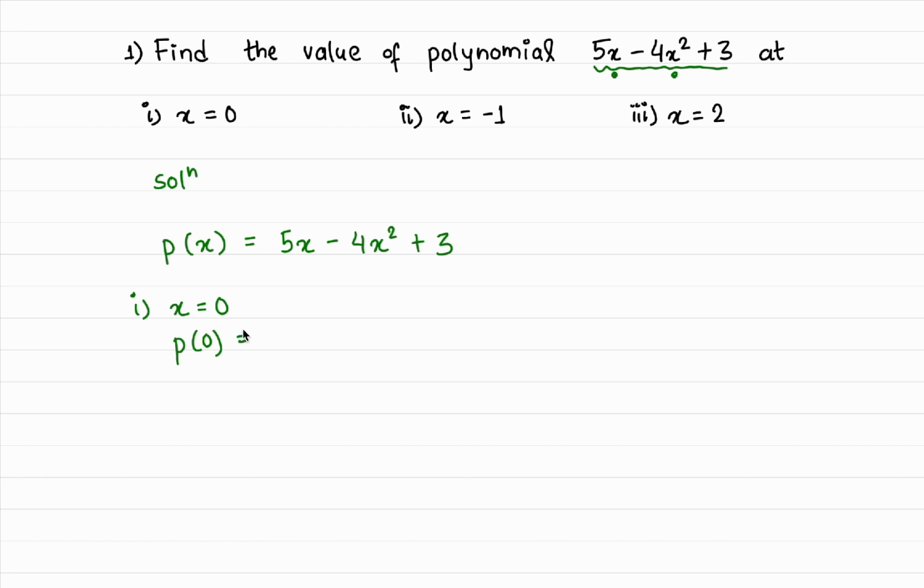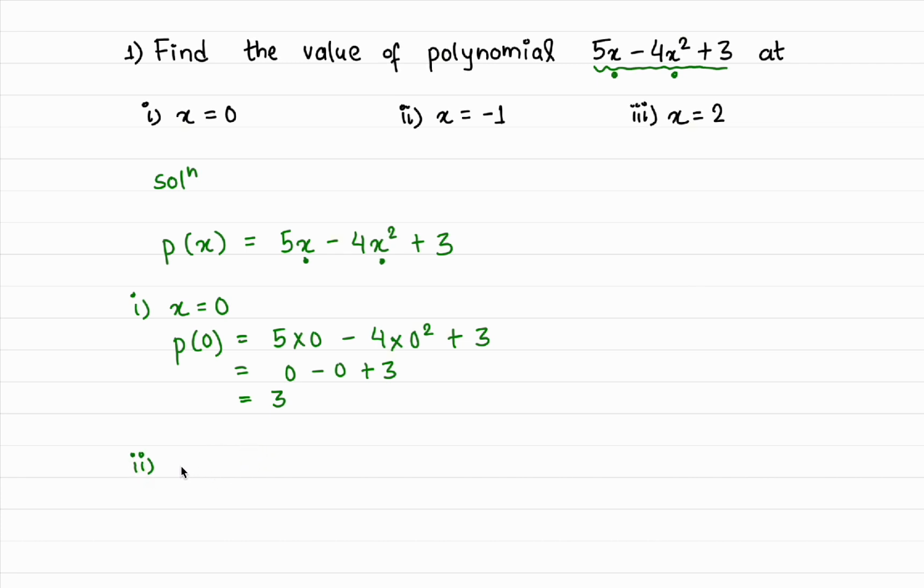And now we are just going to plug in the value 0 in these x. So we have our 5 times our x is 0 minus 4 times our x is again 0. So we have 0 square plus 3, and 5 times 0 is 0 minus 4 times 0 square is also 0 plus 3, and we have our answer as 3, and that's our first question. Now you can try to do the second question by yourself by pausing the video.